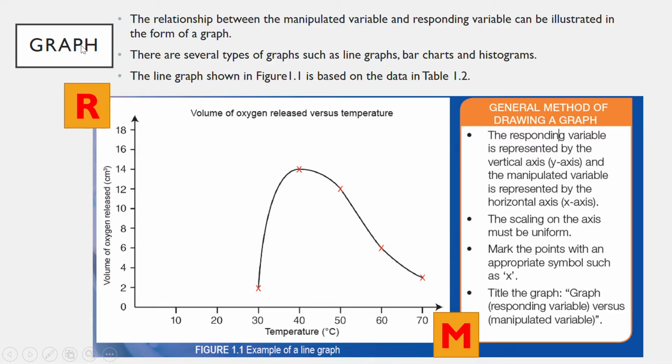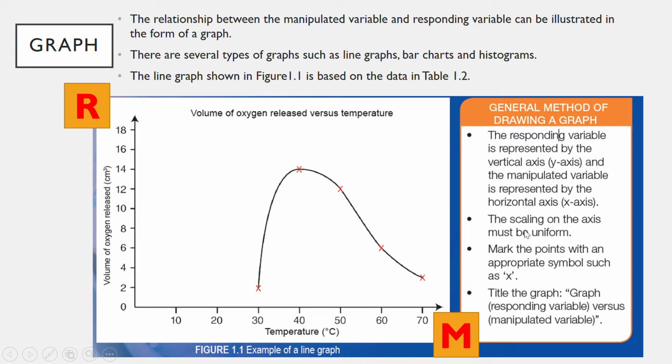Okay, for graph, this is called the y-axis, and this is called the x-axis. So very easy to remember: RM, Ringgit Malaysia. So R, responding variable, is represented by the y-axis, whereas the M, manipulated variable, is represented by the x-axis.